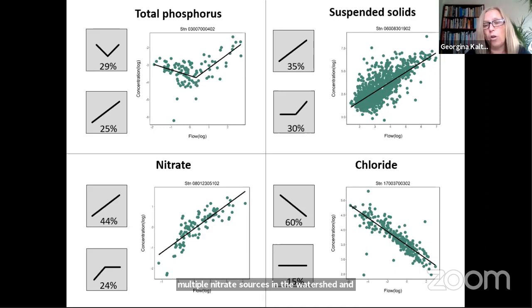And then for chloride, we saw mostly a decreasing pattern. One possible explanation for when we would see a decreasing pattern is if there's a limited source or mass available of the solute in the watershed, then the effect at a higher flow would be to dilute that concentration.